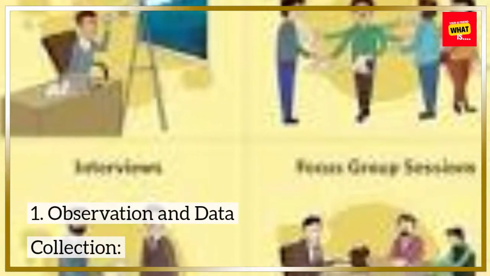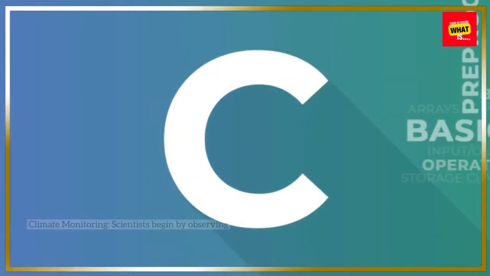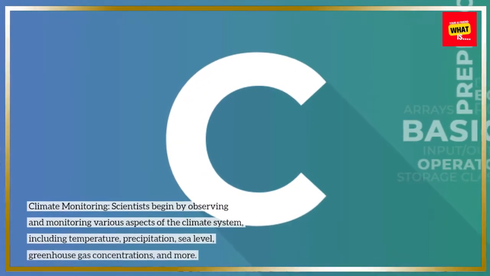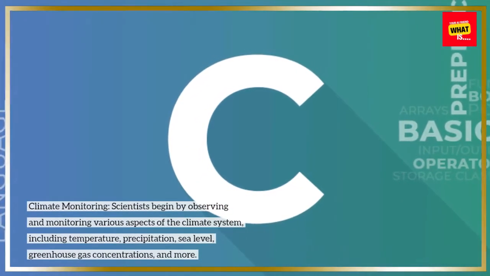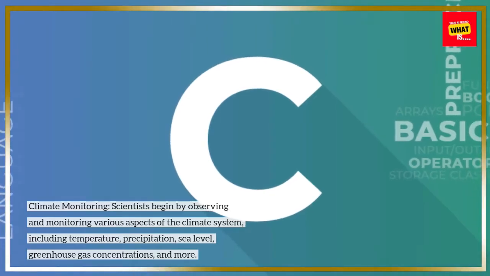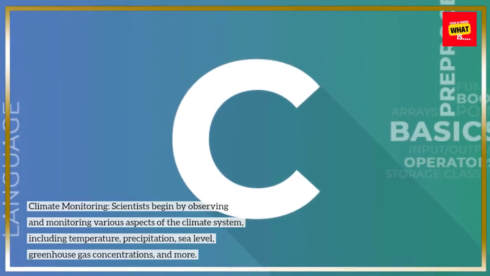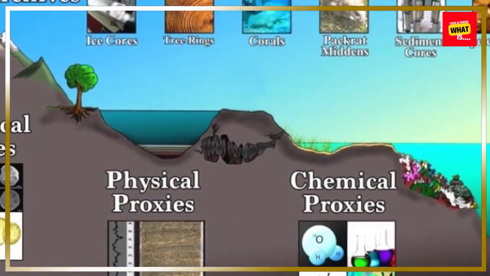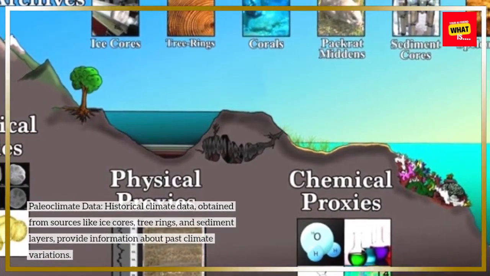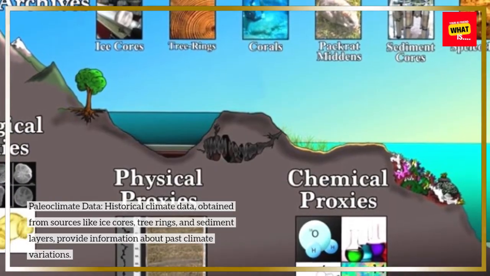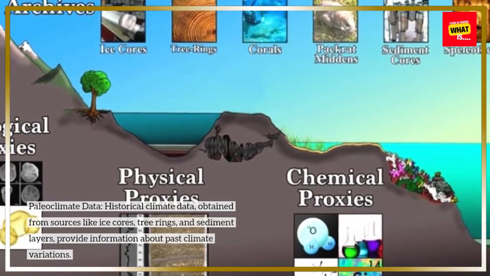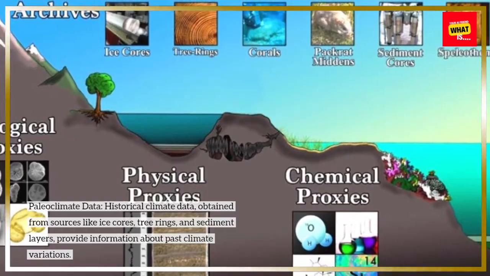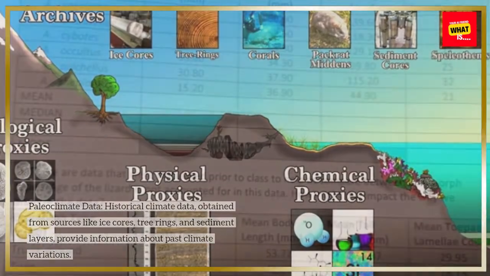1. Observation and data collection. Climate monitoring. Scientists begin by observing and monitoring various aspects of the climate system, including temperature, precipitation, sea level, greenhouse gas concentrations, and more. Paleoclimate data. Historical climate data, obtained from sources like ice cores, tree rings, and sediment layers, provide information about past climate variations.